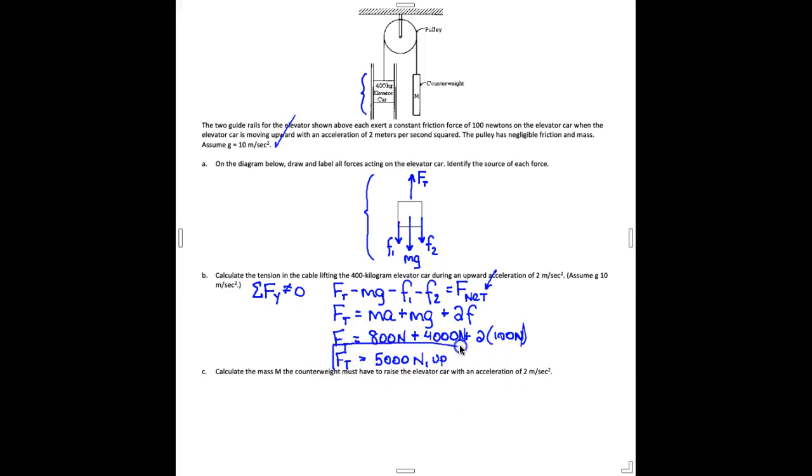That's my answer to question part B. Then they go on to say, calculate the mass that the counterweight must have in order to raise the elevator car with an acceleration of 2 meters per second squared. So in this problem, we need to recognize that the string here is attached. So the downward acceleration of the counterweight is going to raise the elevator.